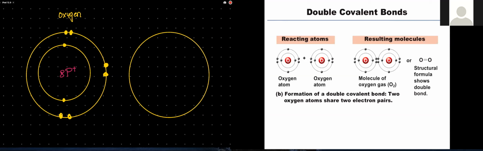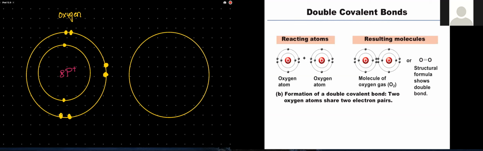Am I chemically stable? What do you think? I have in my outermost energy level 6 electrons. Am I chemically stable? No. So how many more electrons do I need in order to become chemically stable? I need 2 more electrons. In order to become chemically stable, the outermost valence shell needs to have 8 electrons.